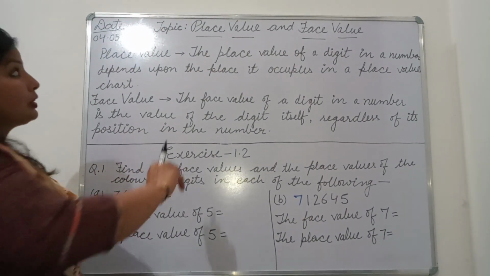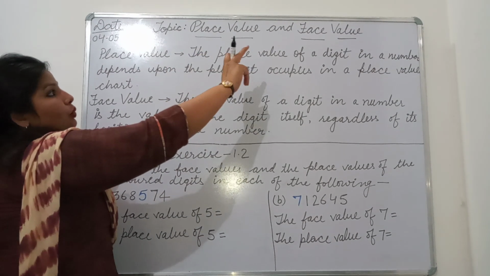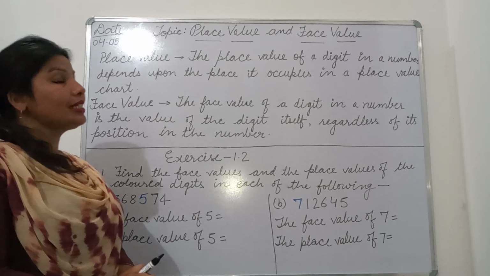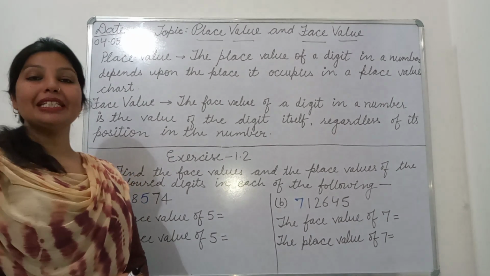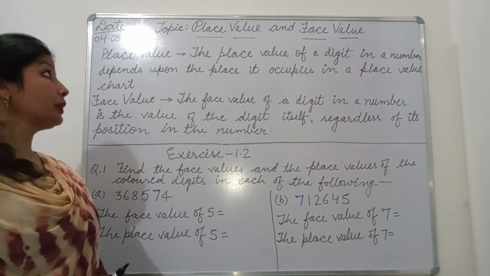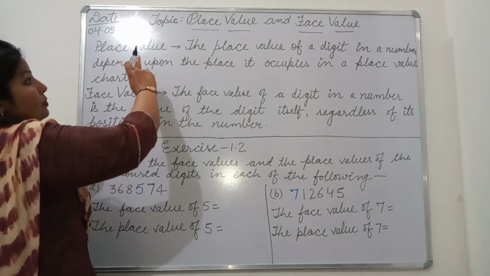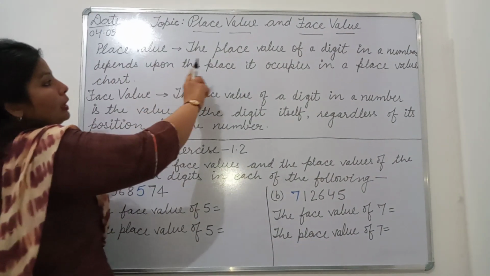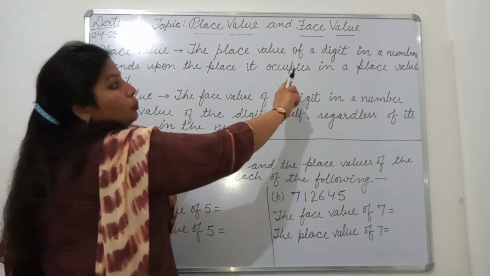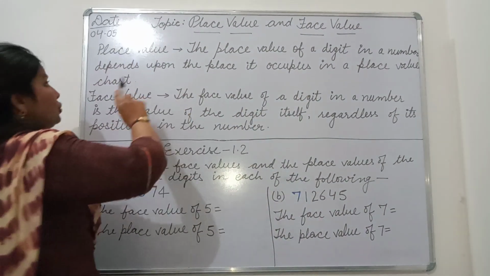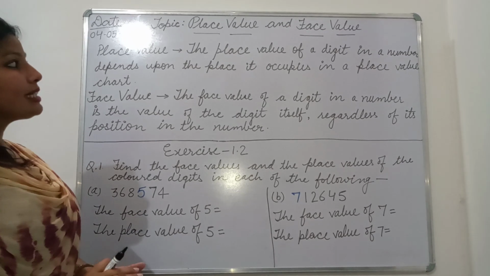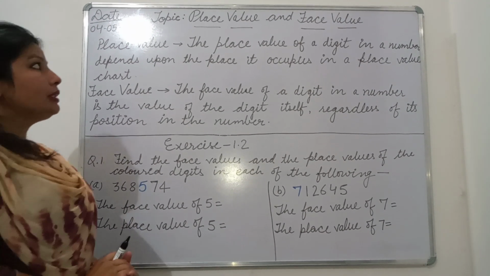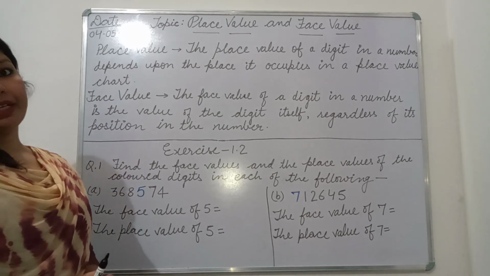Today we will start our topic place value and face value. So first of all, what is place value? Place means position. Okay. So what is place value? The place value of a digit in a number depends upon the place it occupies in a place value chart. Means whatever place or position a digit has, that will be its place value.